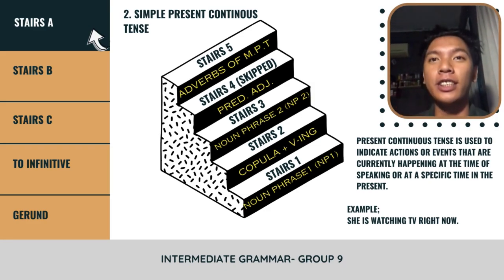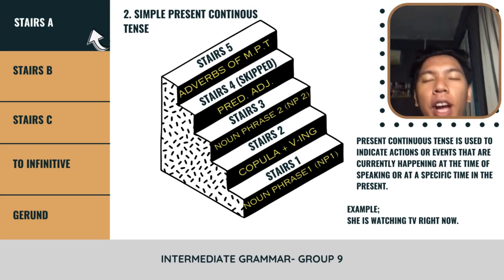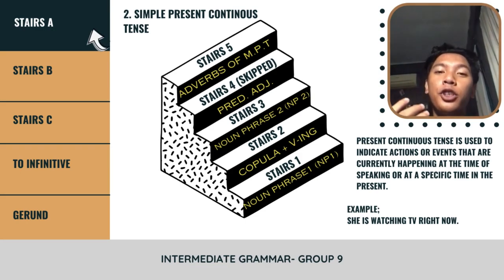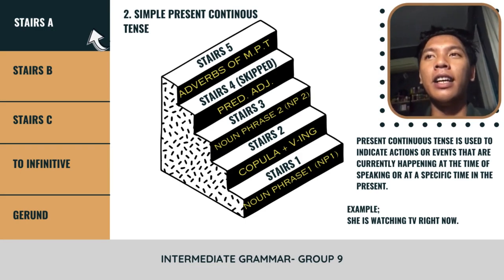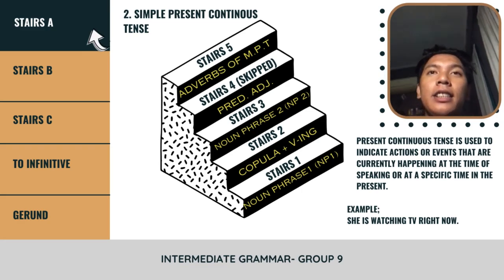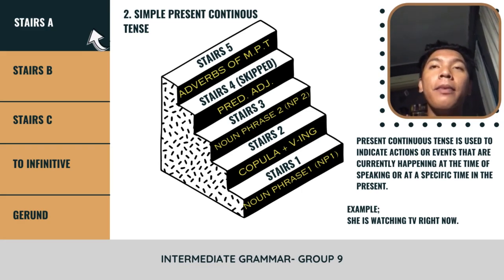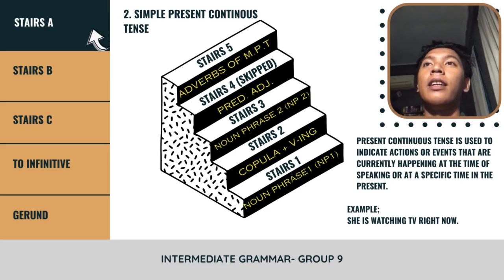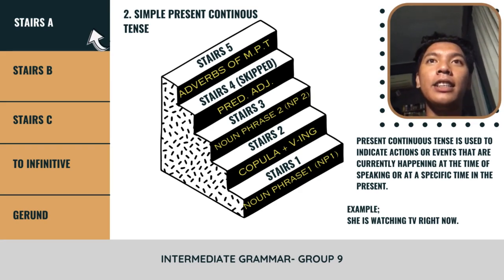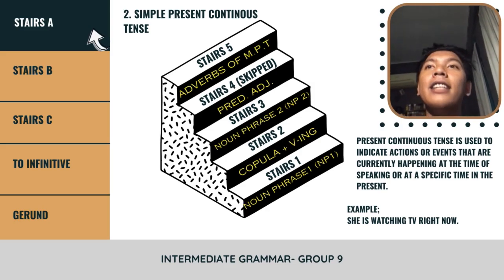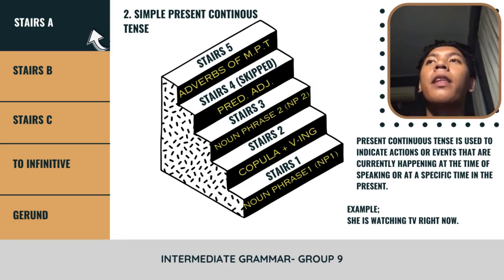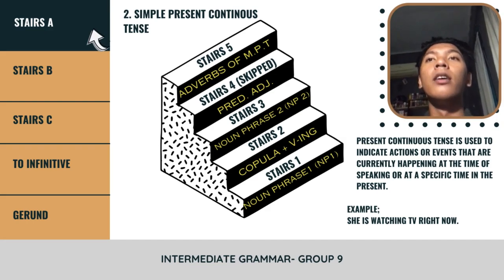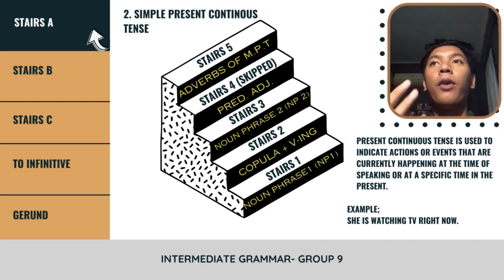Okay, we move to simple present continuous tense. Simple present continuous tense is essential for describing actions that are currently happening, temporary situations, future plans, and ongoing trends. It is formed using the present tense of to be, am, is, are, followed by the verb with ing form. This tense allows you to convey activities in progress, temporary states, and certain future arrangements, making it a versatile and important aspect of English grammar for expressing current and evolving actions.